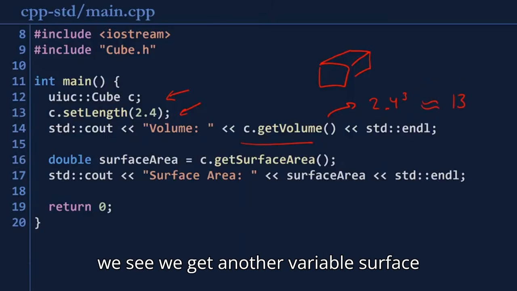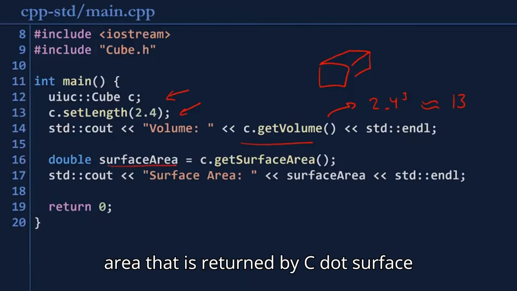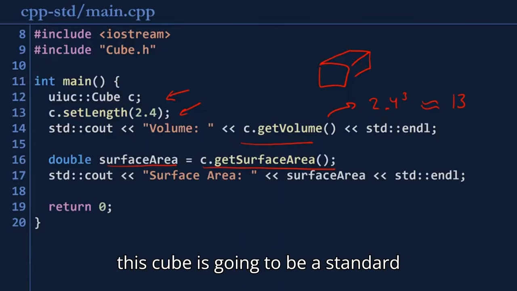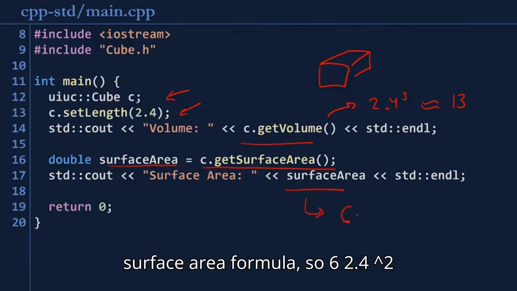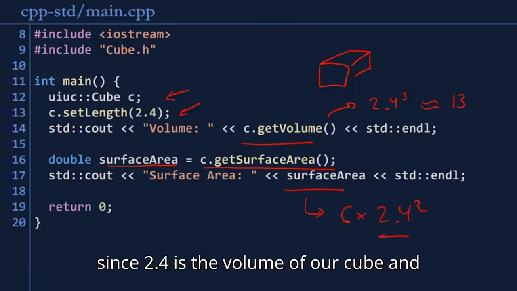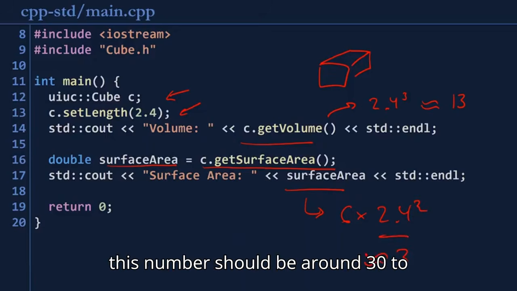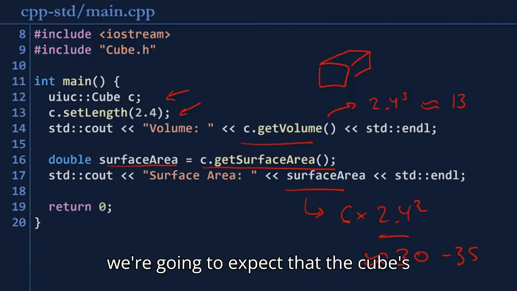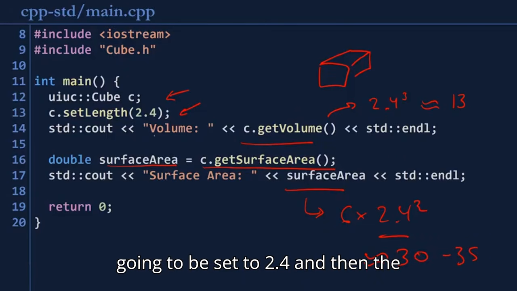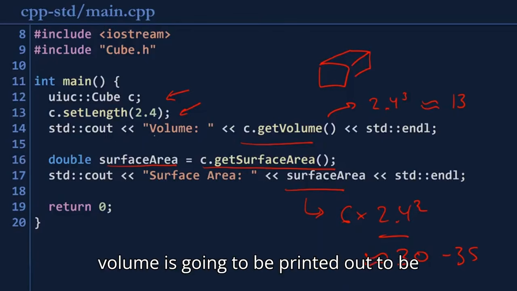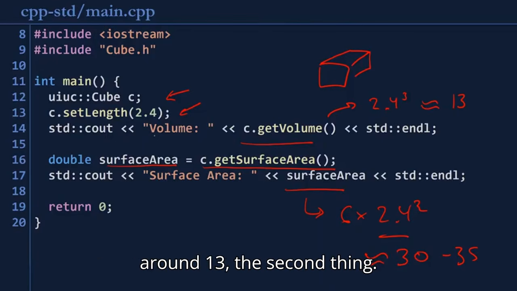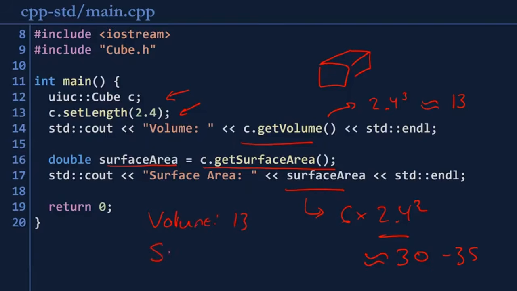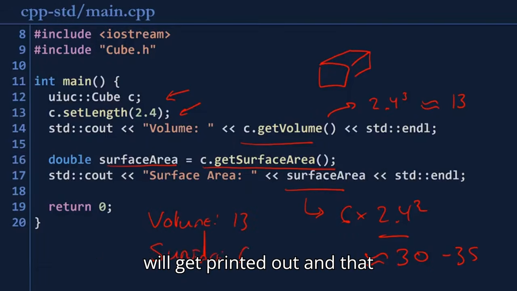And then we see we get another variable, surface area, that is returned by c.getSurfaceArea. So we're going to ask the cube for its surface area. The surface area of this cube is going to be a standard surface area formula, so 6 times 2.4 squared, since 2.4 is the length of our cube, and this number should be around 30 to 35. So when we run this program, we expect the cube's length to be set to 2.4, and then the first output we see is going to be the volume, printed out to be around 13. The second thing we'll see is the surface area, and that should be somewhere around 30 to 35.